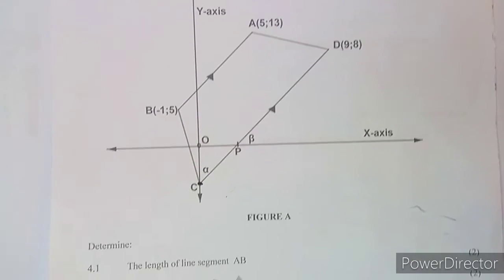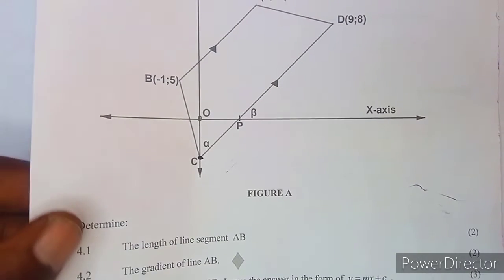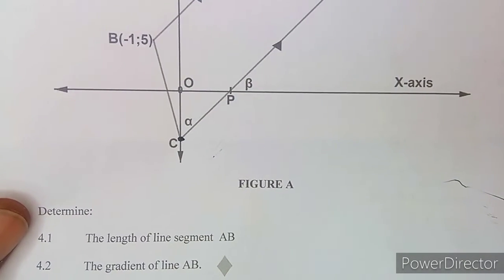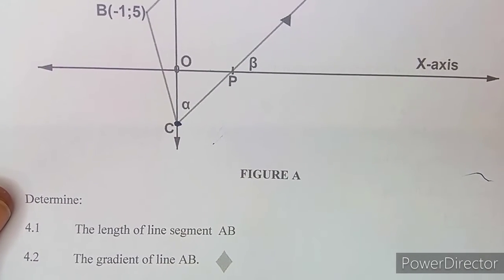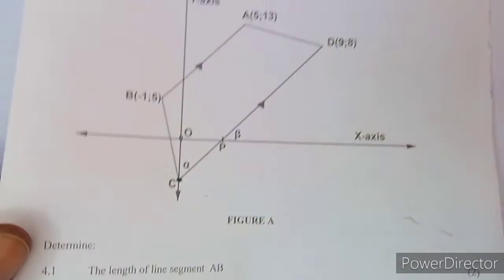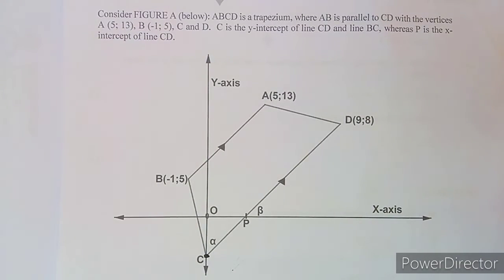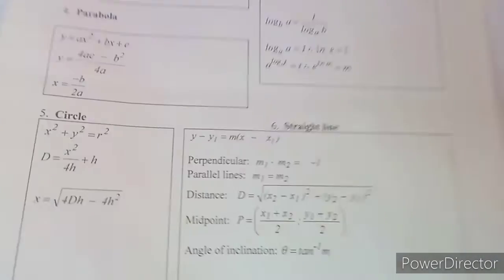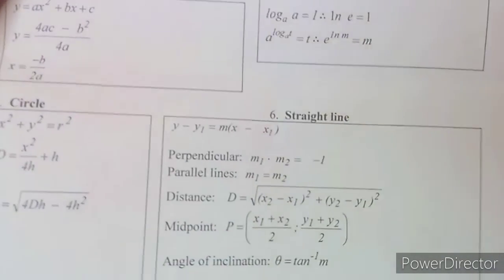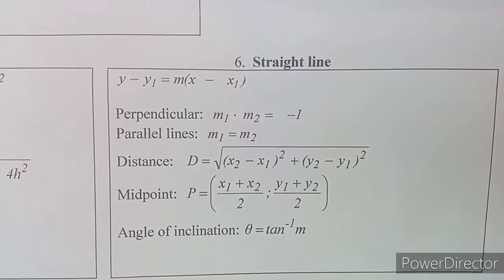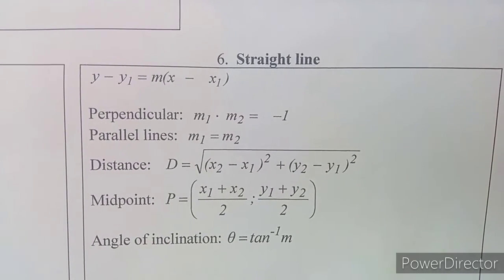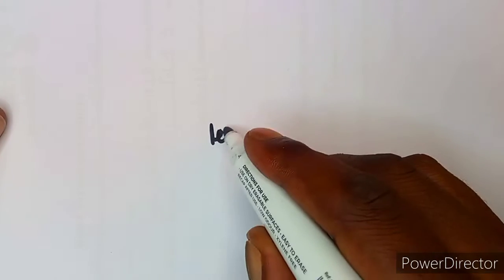The first question that we are given is to calculate the length of line segment AB. We have the point A and we also have the point B. The length you can take from your formula sheet. This is the formula for length, or the distance of a straight line. Where we are given distance, that is the formula that you are going to use for length.